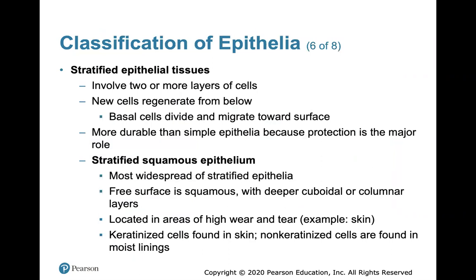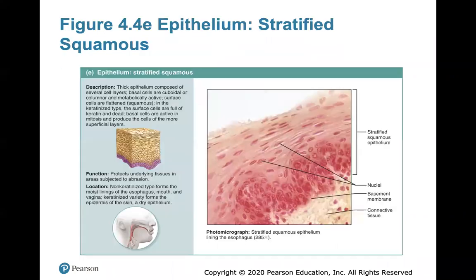Stratified epithelial tissues involve two or more layers. New cells regenerate from below. Stratified squamous are the most widespread of the stratified epithelia. The free surface is squamous. They're located in areas of high wear and tear, like the skin. Keratinized cells are found in the skin, and non-keratinized cells are found in moist or wet linings.